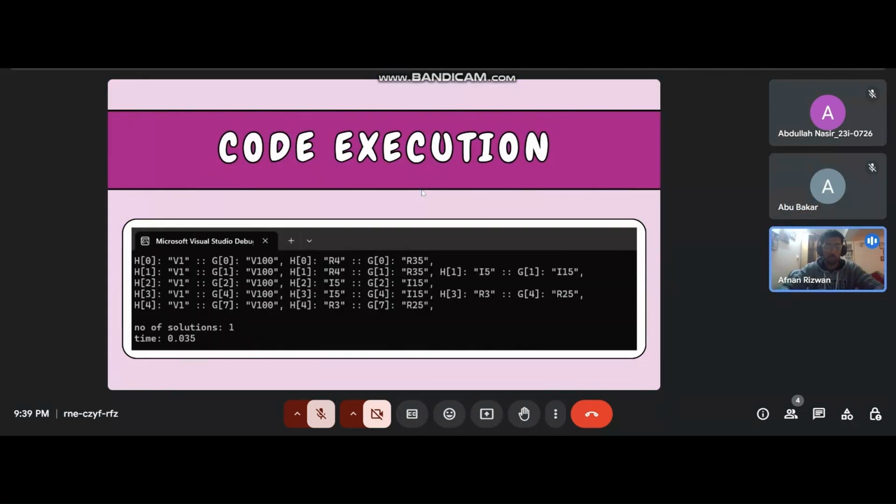As far as code execution is concerned, I have added a snapshot that shows the output of the code. Here it explains that the V1 vertex of the H graph, which is a pattern graph, maps onto the V100 vertex of the G graph, which is a target graph. Likewise, it also shows the relationship between its edges.